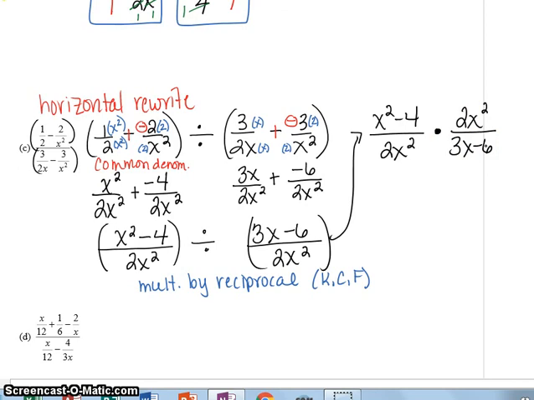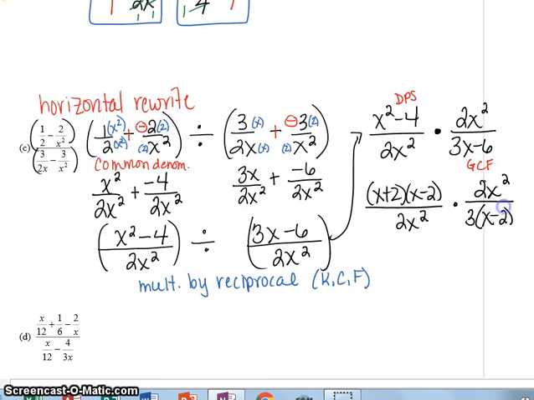Now, we have to factor. This is a DPS. This is a GCF. So this is going to factor to x plus 2 times x minus 2. 2x squared is single. That stays. The other 2x squared is also a monomial. That stays. And this is another GCF, and I get x minus 2.